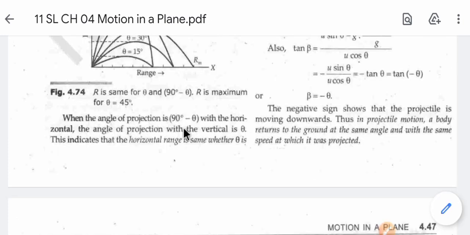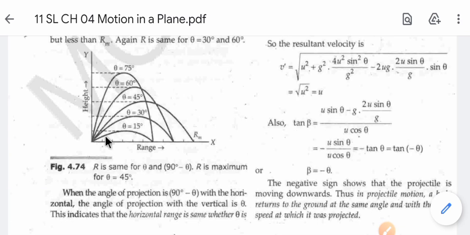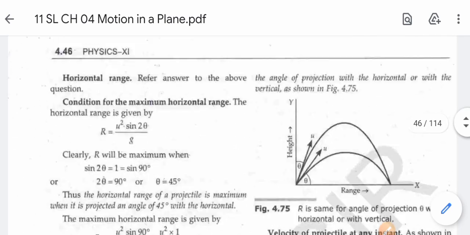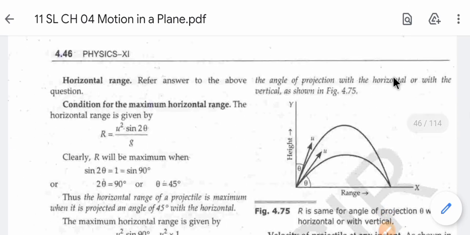So when the angle of projection is 90 minus theta with the horizontal, the angle of projection with the vertical is theta. When it is theta with the horizontal, 90 minus theta will be with the vertical. So this indicates the horizontal range is the same whether theta is the angle of projection with the horizontal or with the vertical.